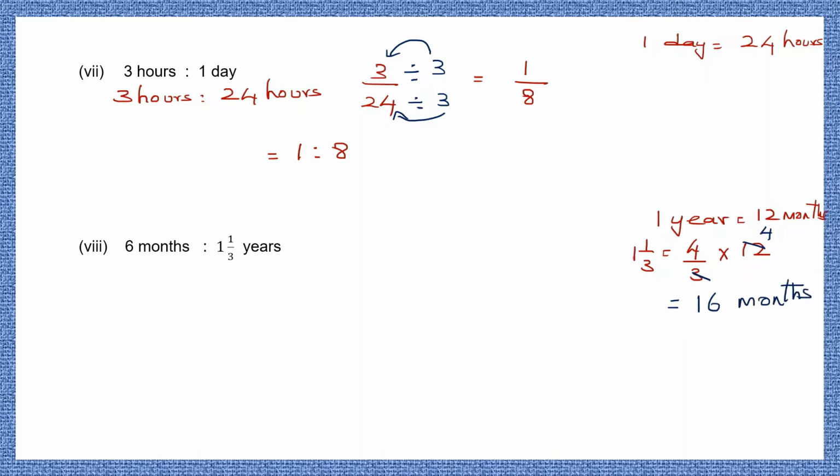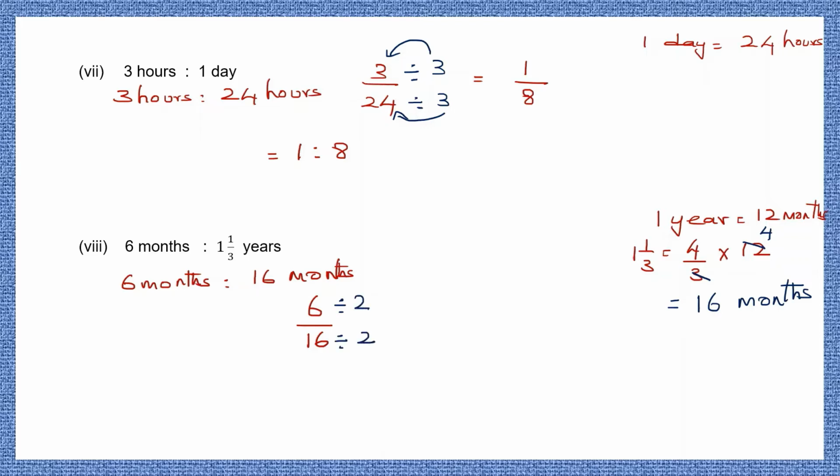16 months. So let's use this here. So 6 months is to 16 months. This is the ratio we have now, and let's find the ratio in the simplest form. So let's first start by writing this as a fraction, 6 by 16. You can divide both by a common factor, and the common factor is 2.